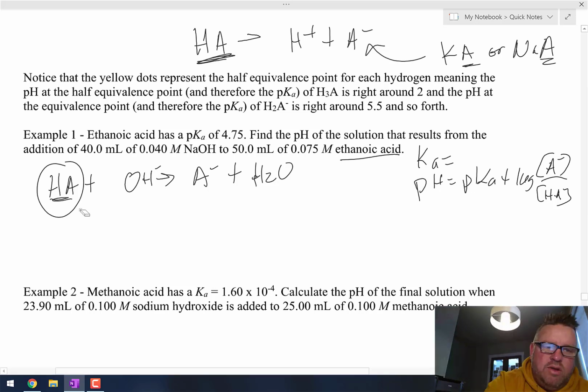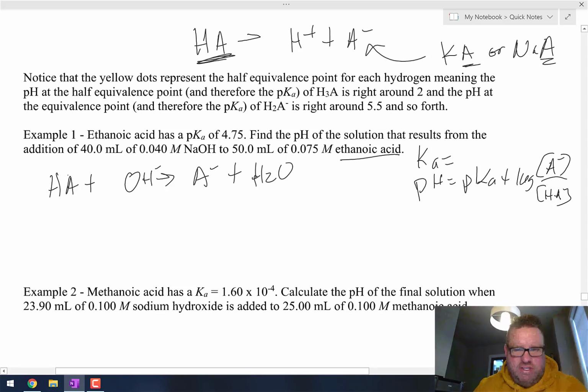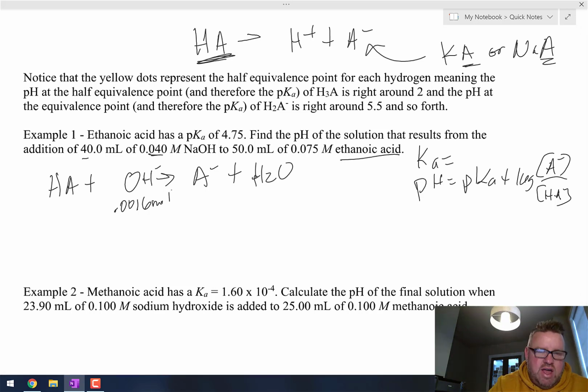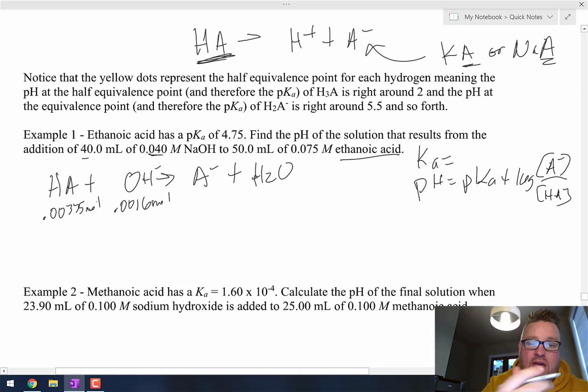So in example 1, we are reacting the acid with some strong base. The question is, how much of it is going to react? So let's take a look here. We've got 0.4, the molarity of the NaOH, so 0.4 times, and then the volume is 0.04 in liters. So we have 0.016 moles of OH minus, and then in terms of the acid, we have 0.075 times 0.050 equals 0.00375 moles. So now it's just a question of, okay, which one's going to run out first?